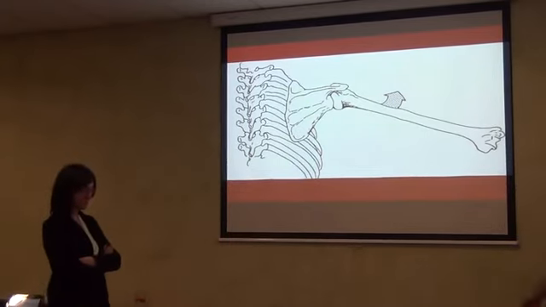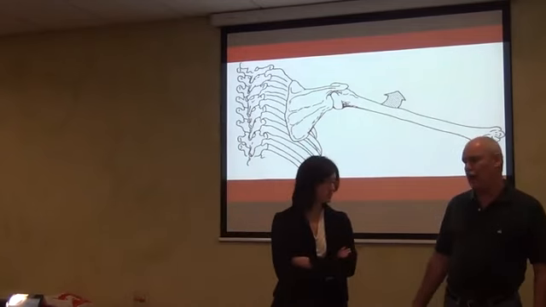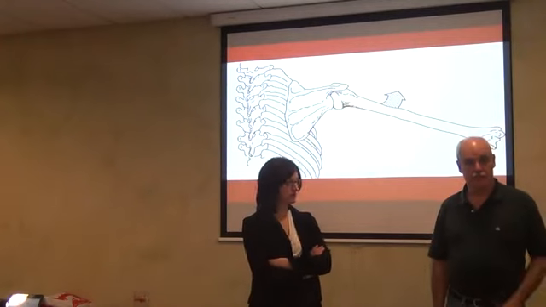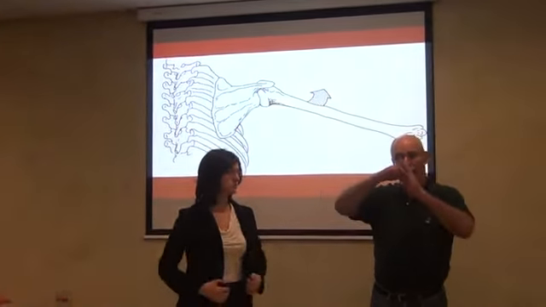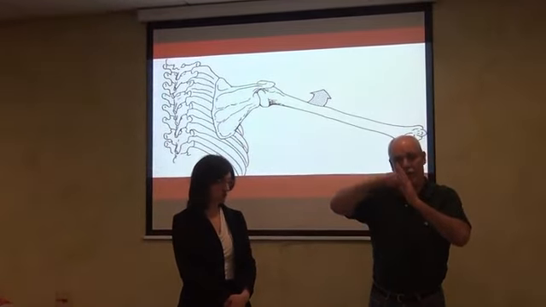What happens with the glenohumeral joint when we abduct the shoulder? When we abduct the shoulder, the head of the humerus should glide down.